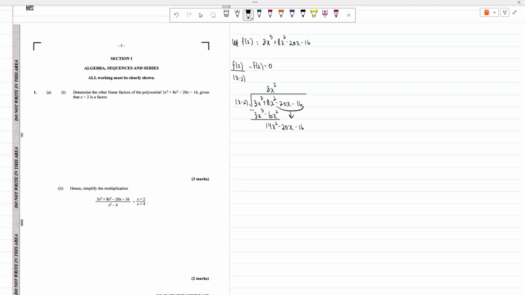I repeat again. I'll get plus 14x, multiplied, I'll get 14x squared minus 28x. Take away again. I'll get minus 20 plus 28, which is going to give me 8x. And I'll bring down the minus 16. I'll get plus 8, and I'm going to get 8x minus 16, resulting in a remainder of 0. So all's well and fine.